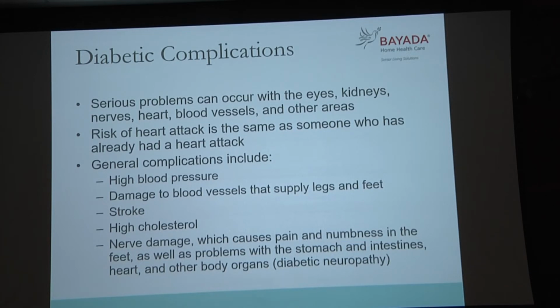Some general complications include high blood pressure, damage to blood vessels that supply the legs and feet. That's why you lose some of that sensation. Stroke, high cholesterol, and nerve damage. That's the diabetic neuropathy that can cause the hands and feet issues.